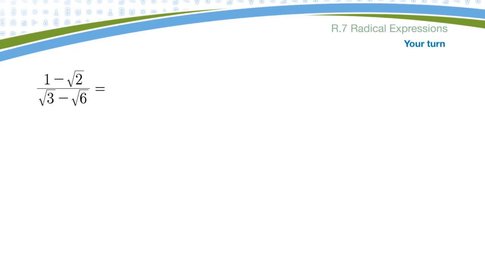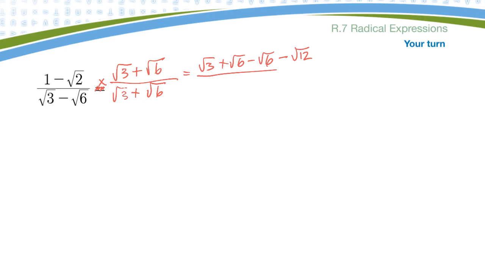Okay, so I'm going to multiply by the conjugate, root 3 plus root 6, on the top and the bottom. So on the top, I'll have root 3 plus root 6 minus root 6, minus root 12, over, on the bottom, root 9 plus root 18 minus root 18 minus root 36.